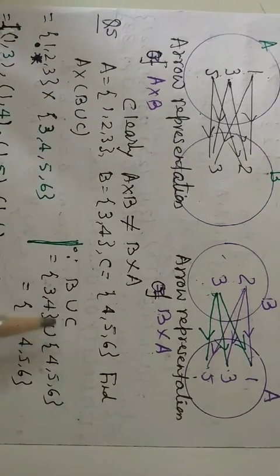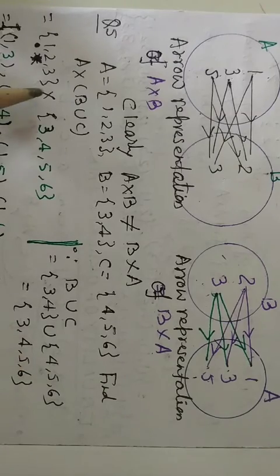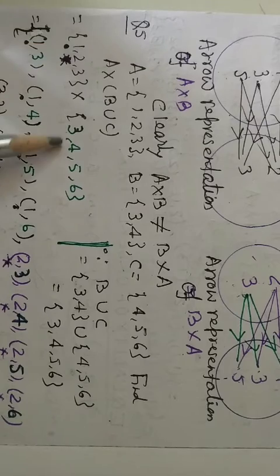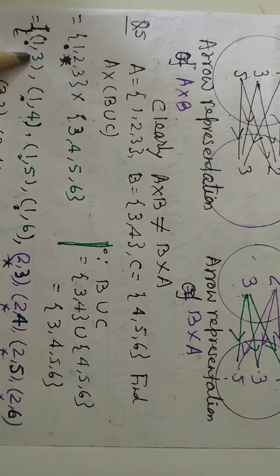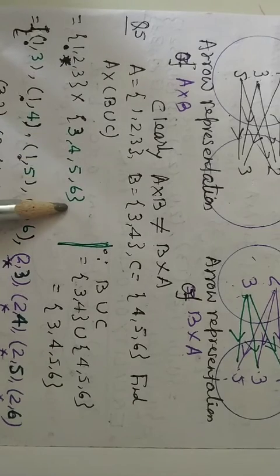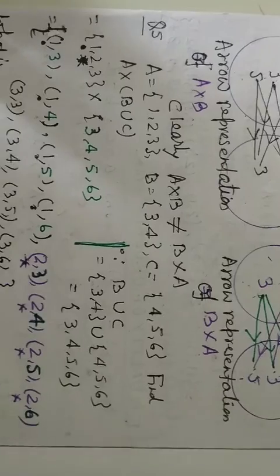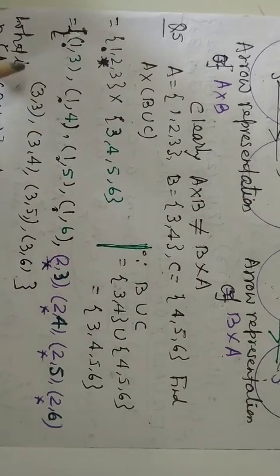Get B ∪ C on the right side. After that, for A × (B ∪ C), write the members. 1 will go to all the 4 green. 1 is going to all the 4 green. Similarly, 2 will go to all the 4 greens. Similarly, 3 will go to all the 4 greens, and thus we have written.